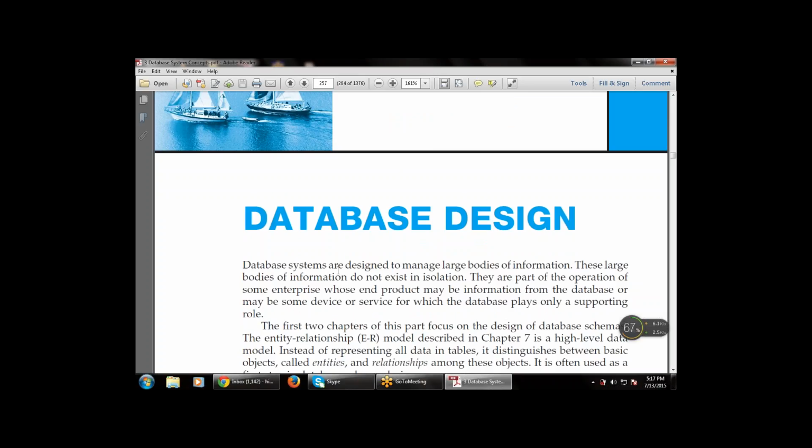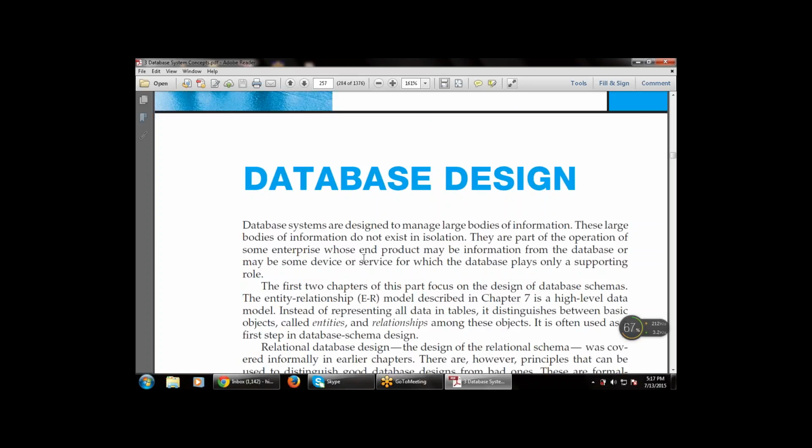This says database systems are designed to manage large bodies of information. So the database systems are designed, or we can build the database, to manage or collect large bodies of information. These large bodies of information do not exist in isolation. They are a part of the operation of some enterprise whose end product may be the information from the database or some device or service for which the database plays only a supporting role.